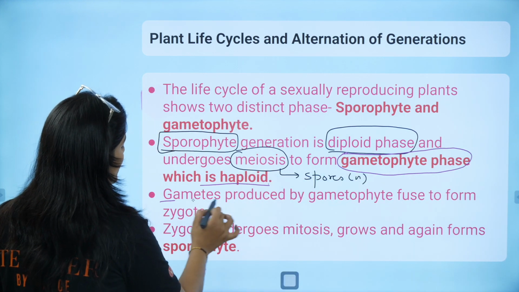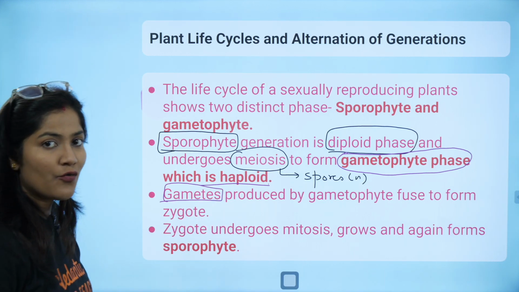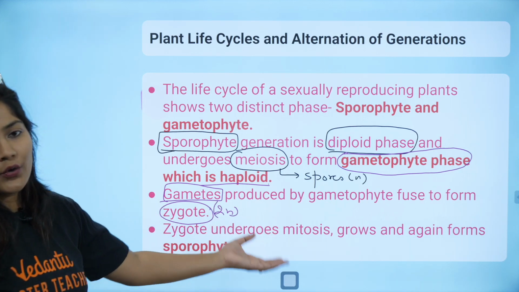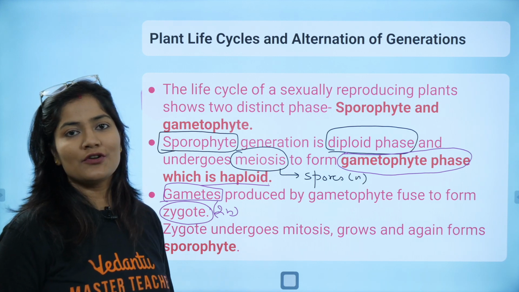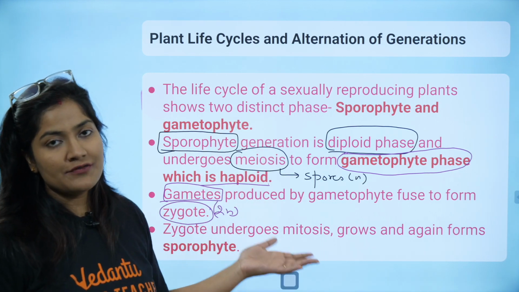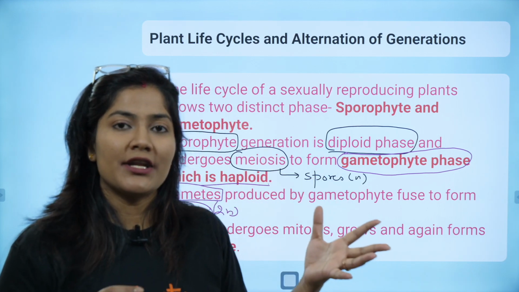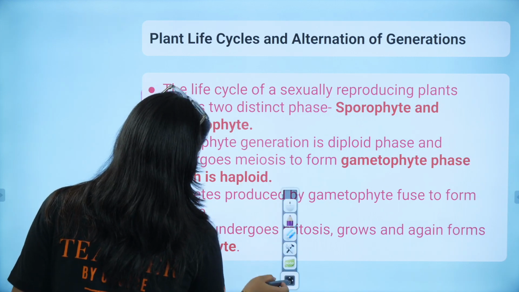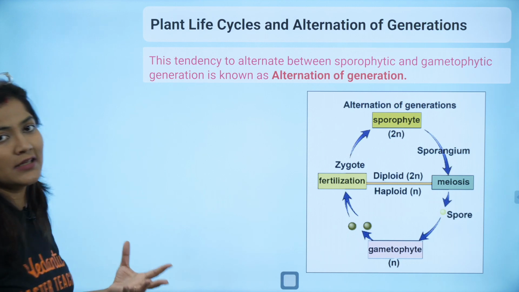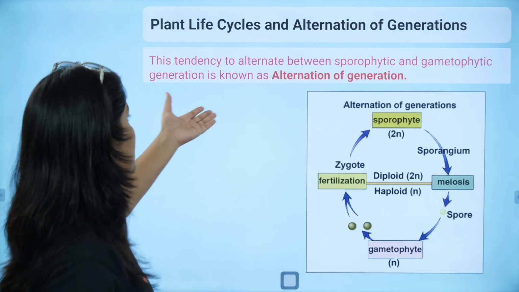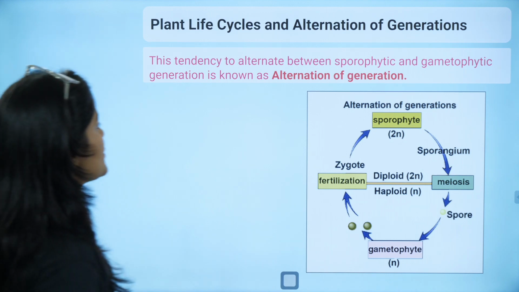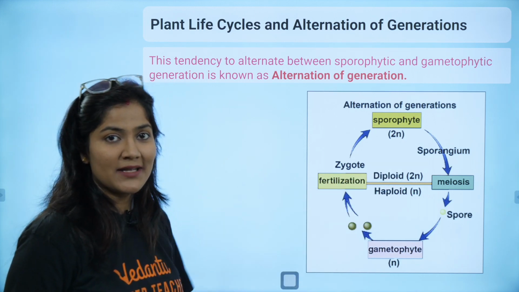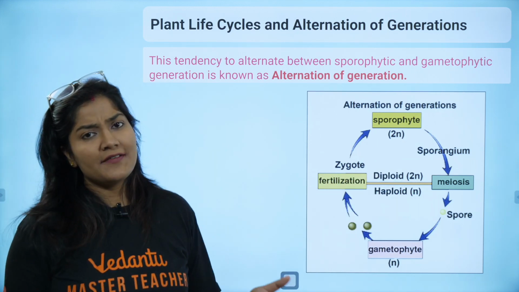This gametophytic phase is going to produce your gametes. The gametes will undergo fertilization or syngamy to produce your diploid cell, that is zygote. The zygote will undergo mitosis and it will result in the formation of your sporophyte. So this is what your alternation of generation is, right? Changes between your sporophytic generation and your gametophytic generation. So this is what your plant life cycle is and alternation of generation is. The tendency to alternate between the sporophytic and the gametophytic generation is known as alternation of generations. The diagram explains the alternation of generation and the typical life cycle of a plant.